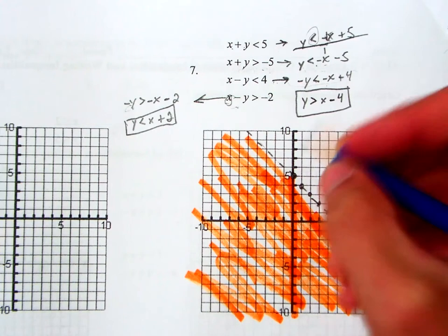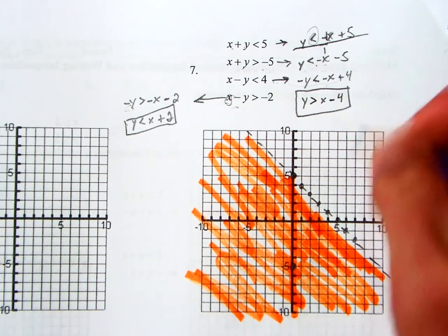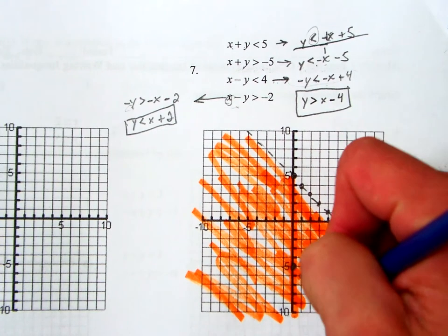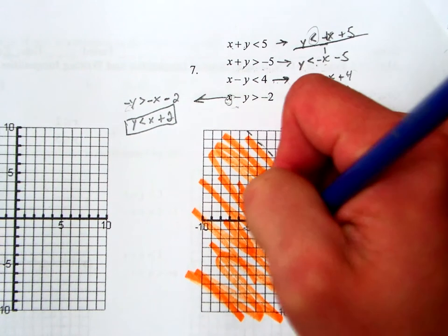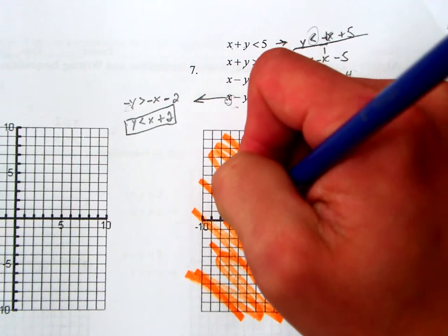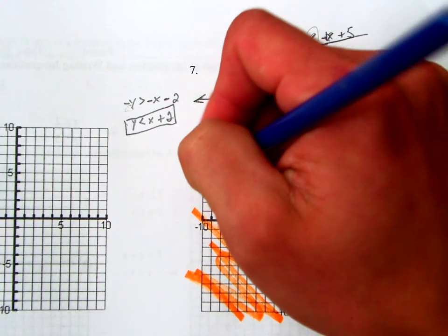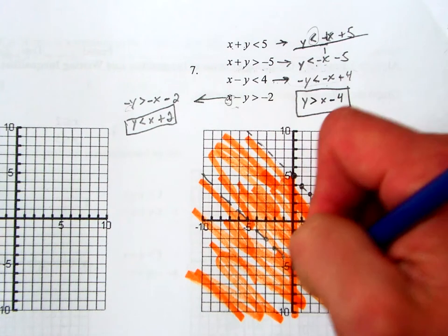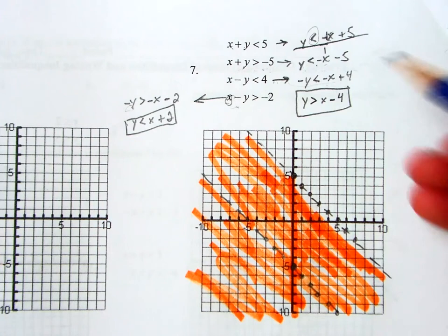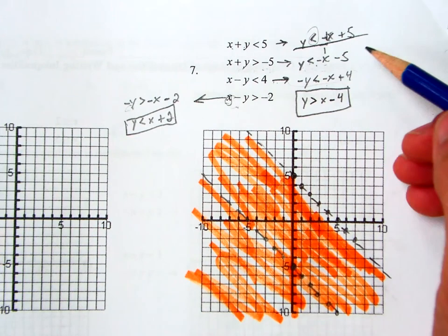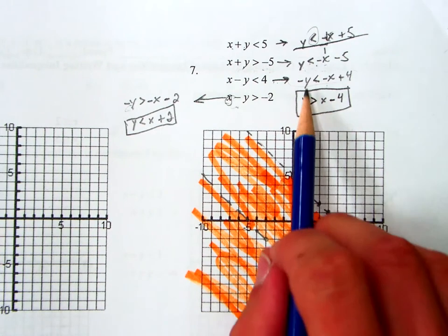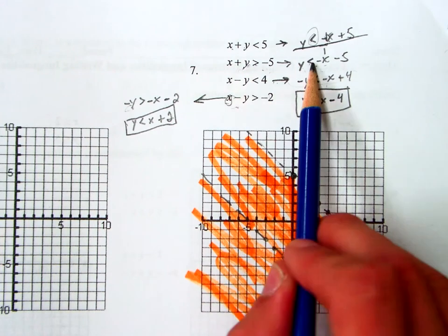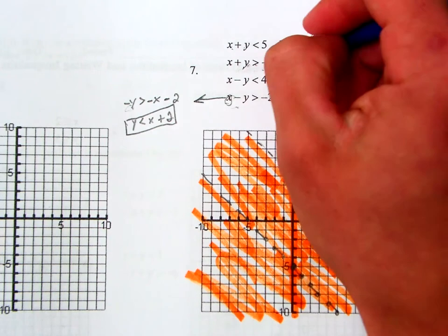Y is less than negative x minus 5. So I'm starting at negative 5. I've got another negative x, so it should be the same slope, which means that these lines are going to be parallel. Again, it's going to be a dashed line because it's strictly less than. Oh, look at that, man. I made a mistake. So this says that y should be greater than. So that actually should be a greater than sign.